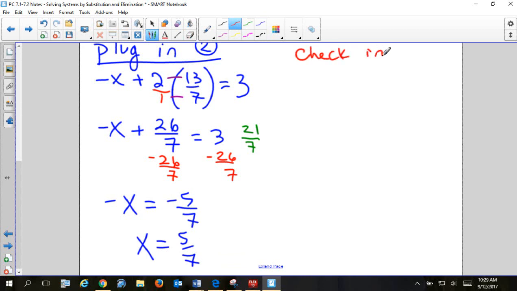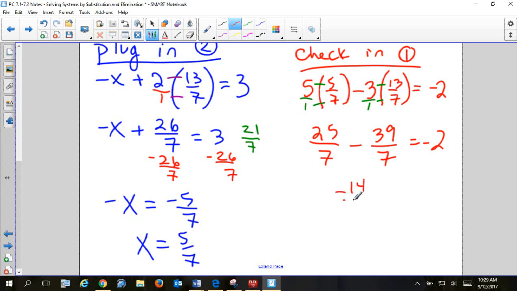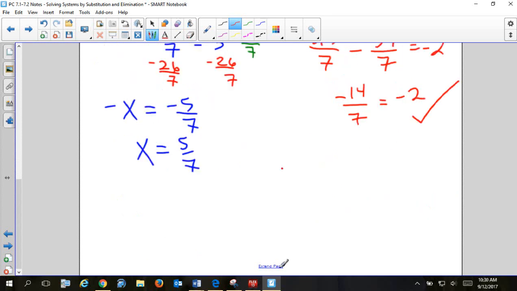So if I plugged in 2, we check in 1. So 5 times 5 sevenths minus 3 times 13 sevenths has to equal negative 2. Multiplying fractions, put 5 over 1, put 3 over 1, multiply straight across. I've got 25 sevenths minus 39 sevenths equals negative 2. We have common denominator. We've got like terms, so we can subtract them. 25 minus 39 is negative 14 sevenths equals negative 2. Is that true? Yay! Then I can just write my answer and be done with the sevenths. I do like the numbers though. 5 sevenths, 13 sevenths. Done.